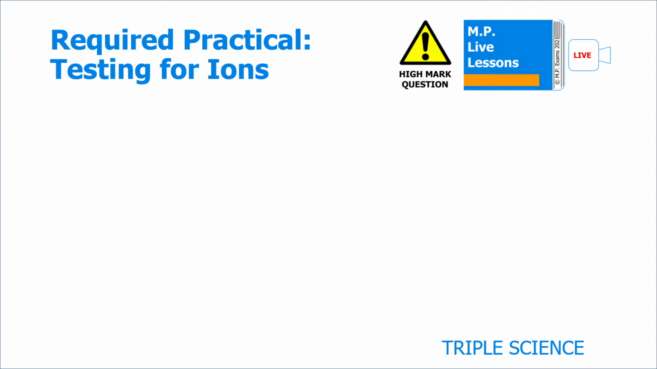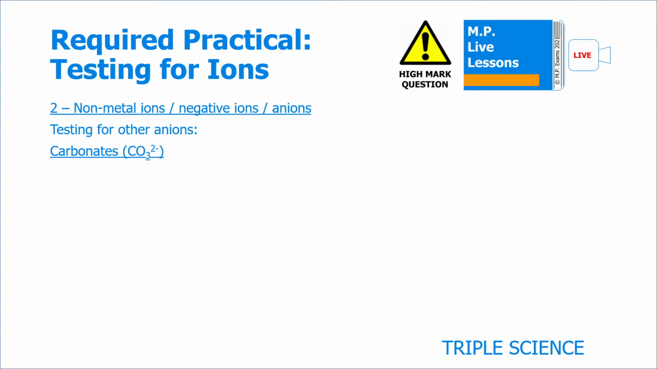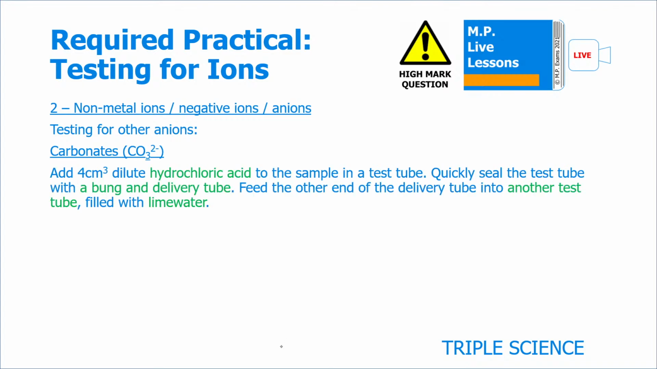Now, some other ways you could test for negative ions are, such as for carbonates. As you know from Unit 4 with the reactions with acids, metal carbonates react with acids to produce a salt, water, and carbon dioxide. So we would add some dilute hydrochloric acid to the sample in a test tube. Then we seal the test tube with a bung and delivery tube, and we feed that delivery tube into another test tube filled with lime water. So essentially we're seeing if carbon dioxide is produced.